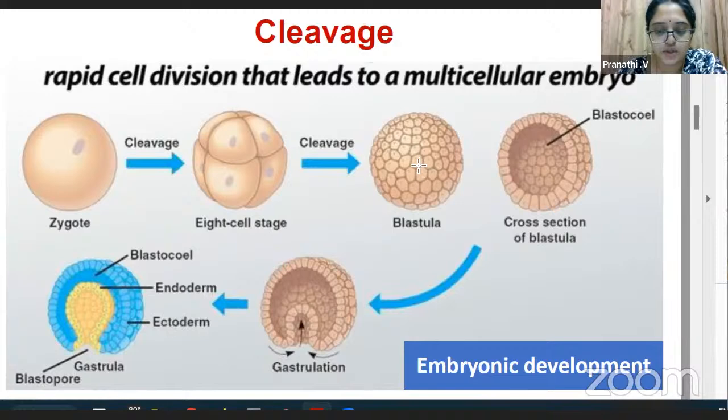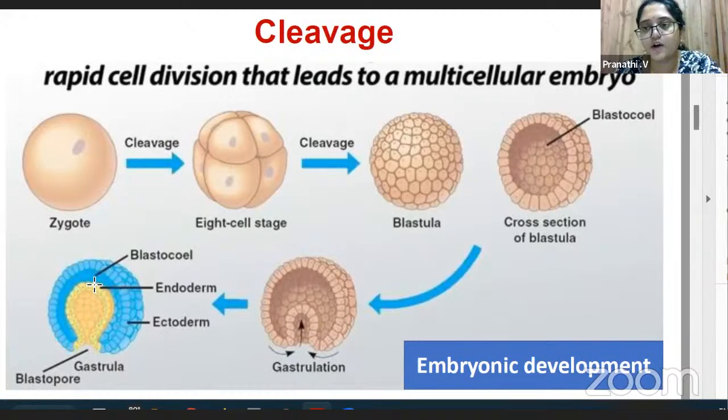Then this blastula will further cleave to undergo gastrulation, because of which you have the gastrula formation. So at the end of the day, this will form the ectoderm, endoderm, and the mesoderm in the organisms, and these give rise to different kinds of organs in the body.